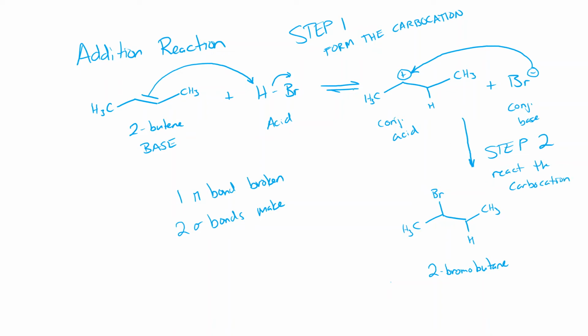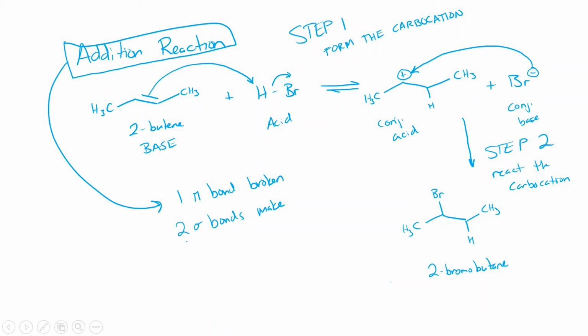In step 2, the bromine comes in and makes another sigma bond. And so overall, an addition reaction, right? An addition reaction, which we talked about when we did our reaction classification, does these two things. We break a pi bond and we make 2 sigma bonds. And this is a pretty classic way for addition reactions to take place, right?